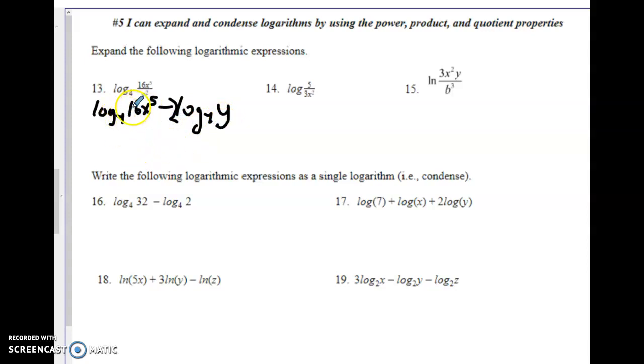Now I'm going to break apart this 16x to the 5th. Since these are being multiplied together, then I know that I'm going to add them. So I have log base 4 of 16 plus log base 4 of x, but it's x to the 5th, so I'm going to go ahead and take that 5 and put it out in front. And then I still have this minus 2 log base 4 of y.